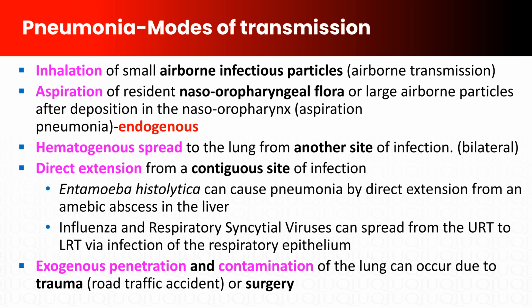Hematogenous spread occurs when organisms from another infection site travel through blood to lungs, causing bilateral pneumonia. Direct extension happens from adjacent infection. Entamoeba histolytica can spread from liver abscess. Influenza and RSV spread from upper to lower respiratory tract via epithelial infection. Exogenous penetration occurs through trauma like road accidents or surgery, directly contaminating lungs.